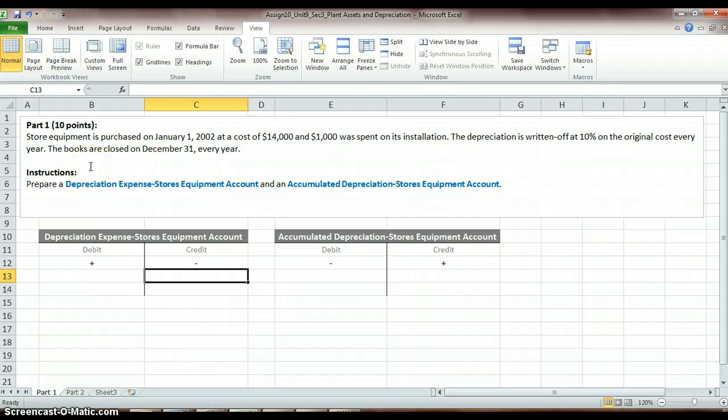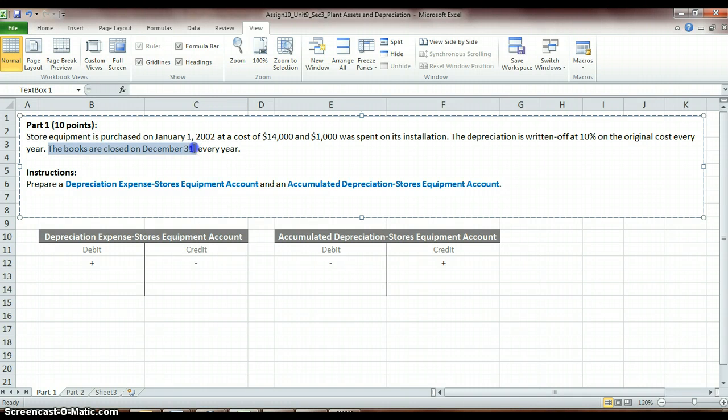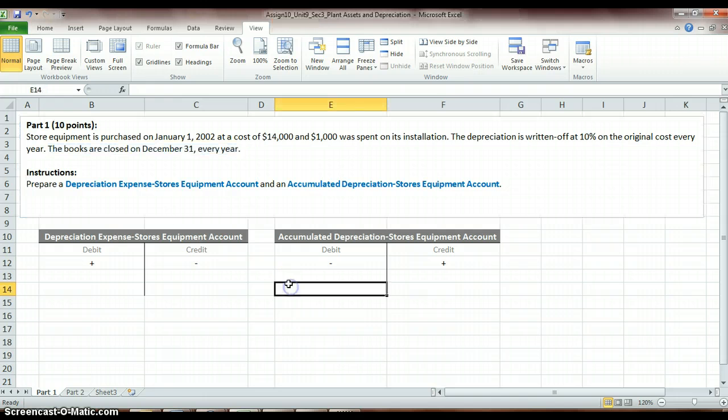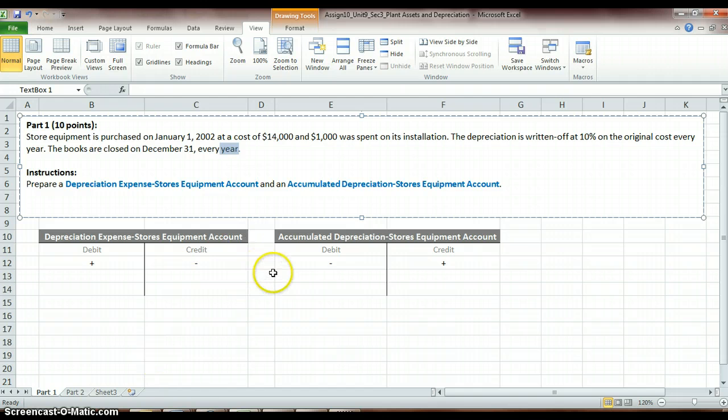Now let's look at the situation that we're working with here. Part 1 tells us that our store equipment, which we purchased in January of 2002 at a cost of $14,000 plus $1,000 for installation, is depreciated at 10% of the original cost every year. They close their books on December 31st every year, so we're just going to look at 1 year in part 1. In part 2 we look at several years.